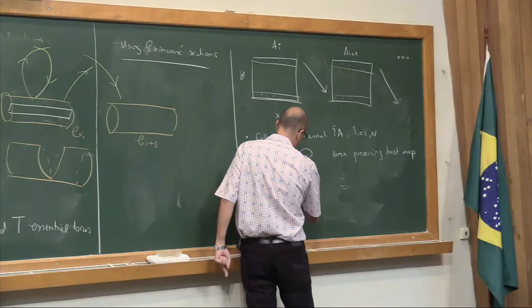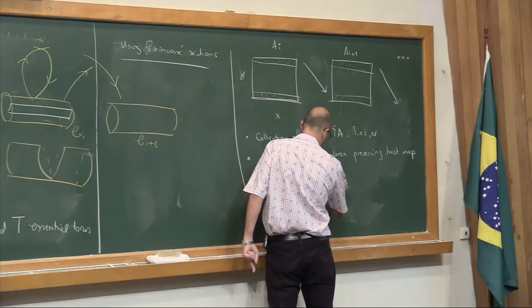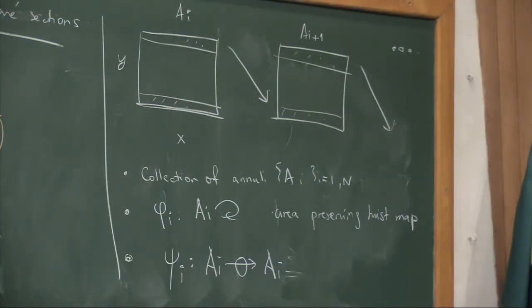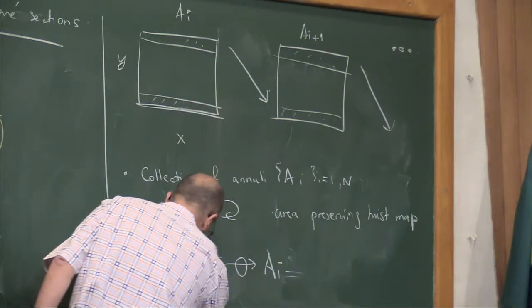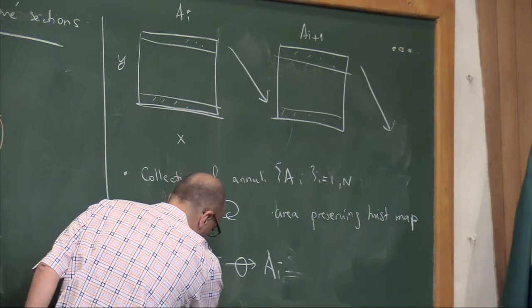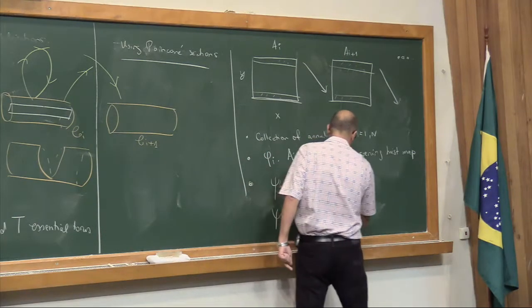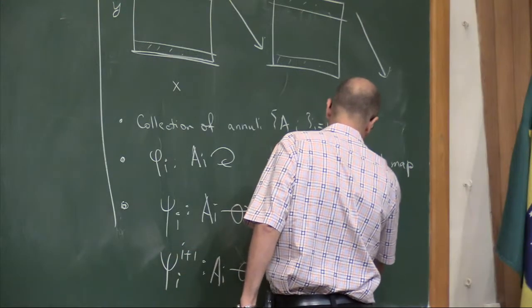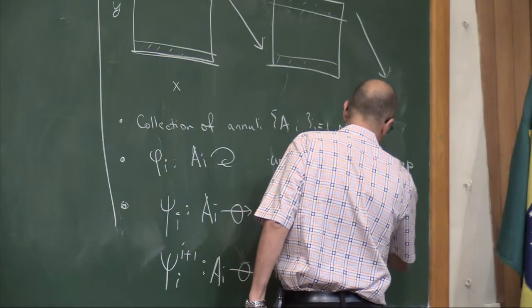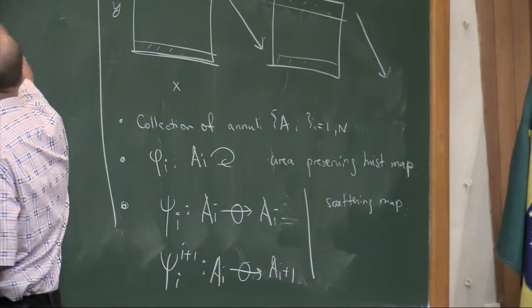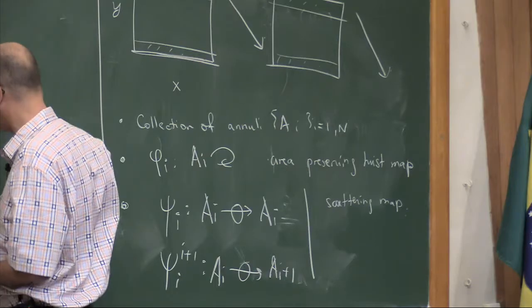So this is a map from, it's a partially defined map, so it may not be defined at all points on the annulus, but it is defined on open sets of such points. And you also have similar maps from one cylinder to the next, from one annulus to the next. So this is like a scattering map. So let me describe quickly what these scattering maps are. So these are geometrically defined scattering maps.